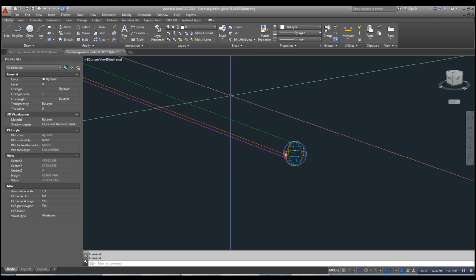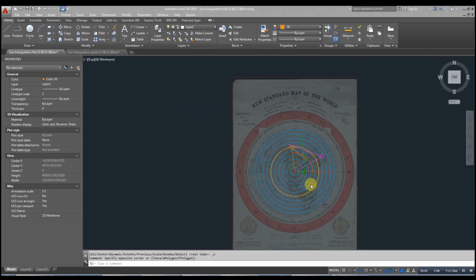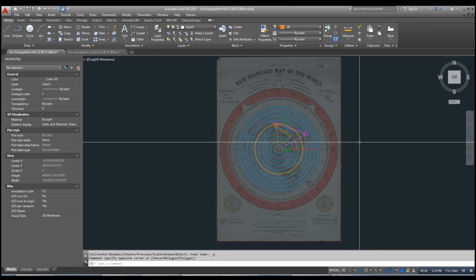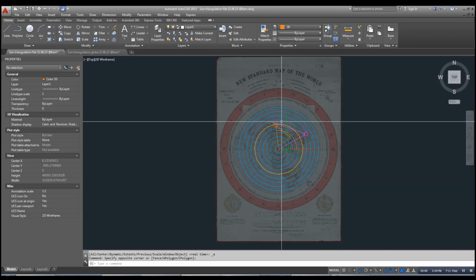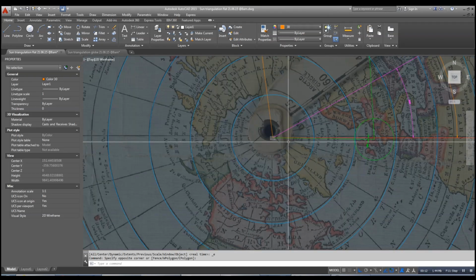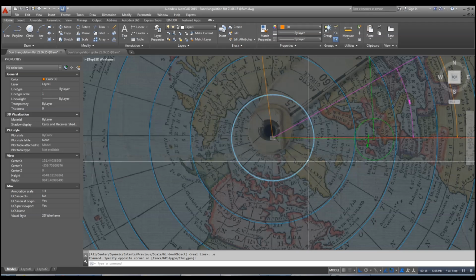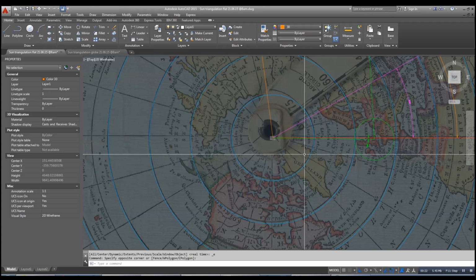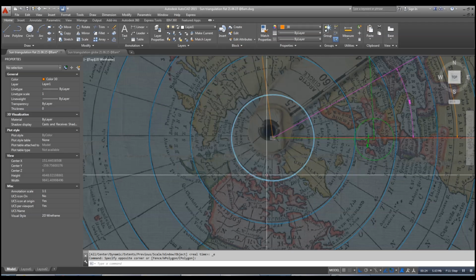Anyway, let's get to the flat Earth geometry. So this is the Gleason's new standard map of the world, which I've imported into AutoCAD. I've traced over the lines of latitude here with circles in AutoCAD, and because it's been scanned, the lines don't actually match the circles precisely, but they're not far off.